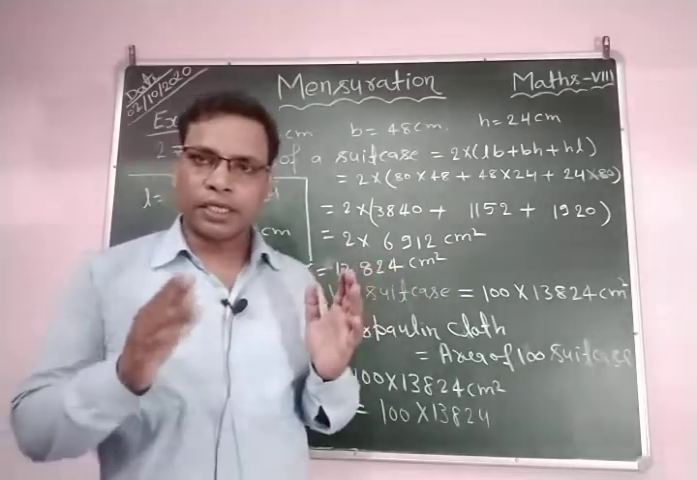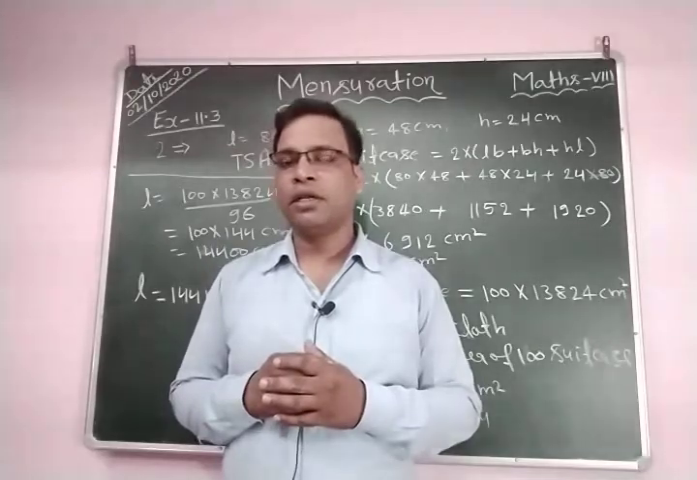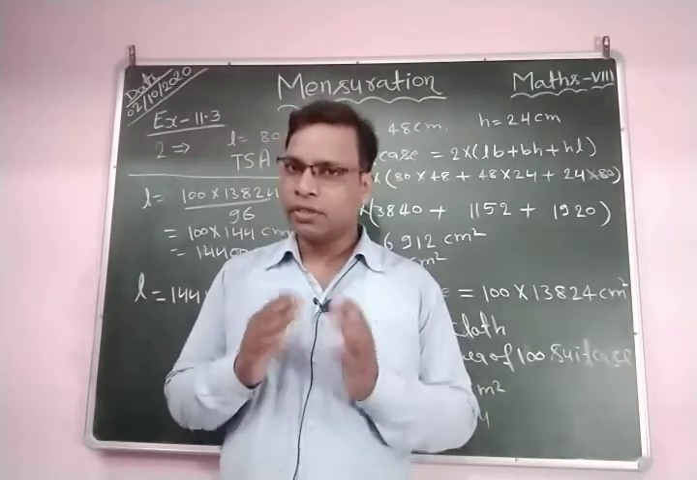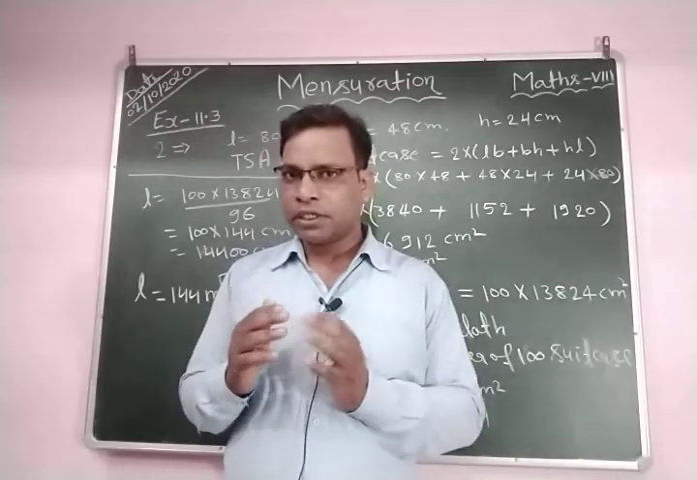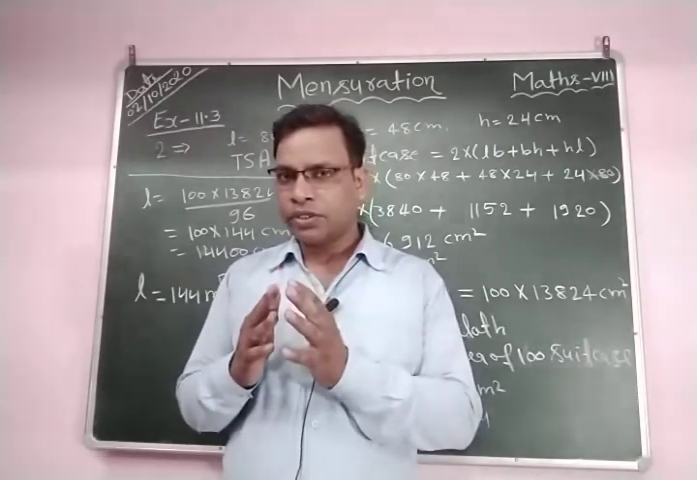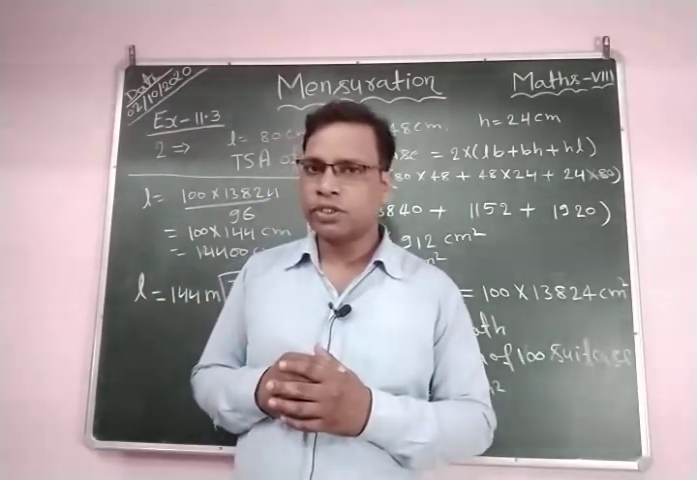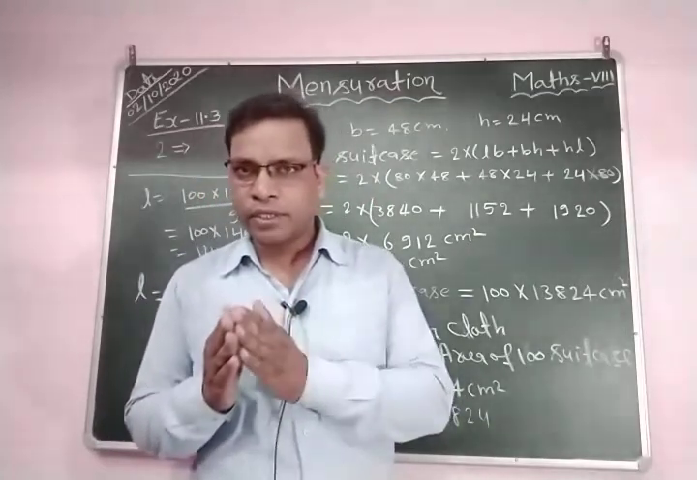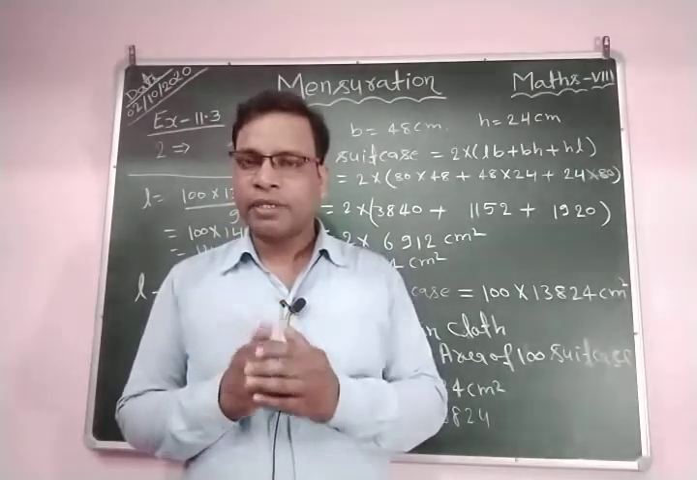The breadth of the tarpaulin cloth is given as 96. So length into breadth is the area of the tarpaulin. The cover of the suitcase is made by tarpaulin cloth, so the area of tarpaulin is equal to the area of the suitcase. Here we find the area of one suitcase is equal to 13,824 centimeter square. So L into B, this is length into breadth. The breadth is given as 96.